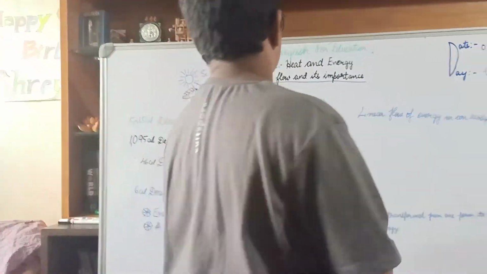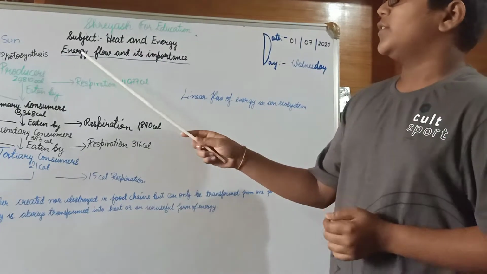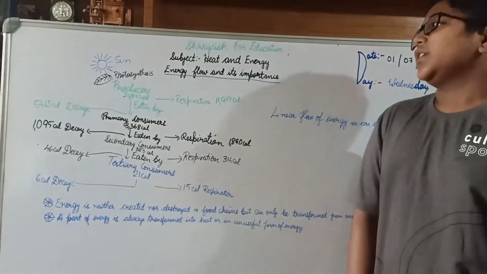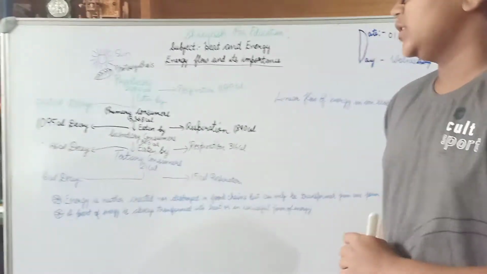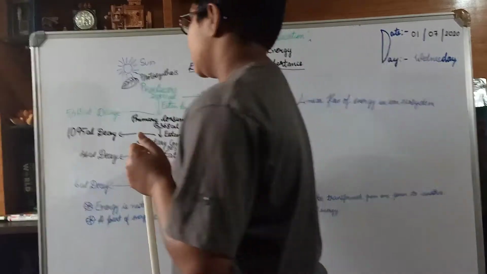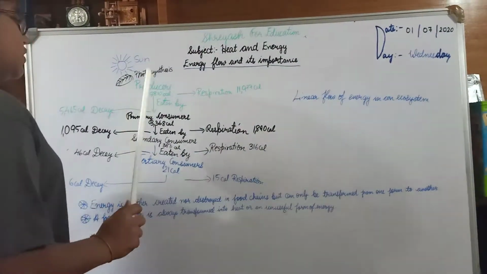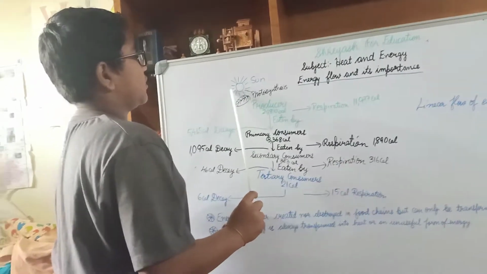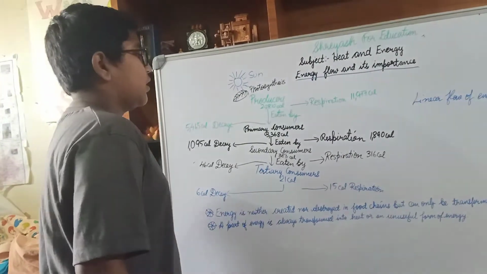Okay, let's go to the next topic. And friends, this next topic is energy flow and its importance. Okay, what is energy flow, you may ask? Energy flow is the flow of the energy which is created by producers, or only green plants, in the form of photosynthesis using the solar energy of the sun.